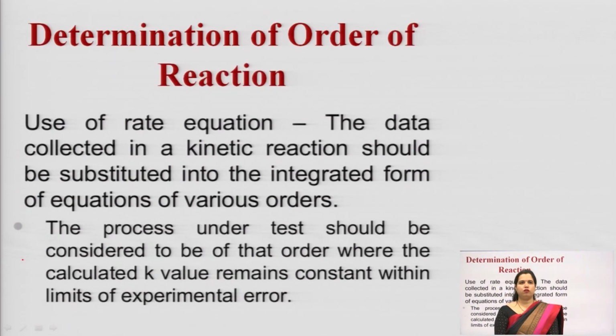How is the order of reaction determined? Using the rate of reaction, the data collected in the kinetic reaction should be substituted into the integrated form of the equation of various orders. In our previous session on rate of reaction and rate laws, we discussed the integrated equations for first order, zero order and second order reactions. The process under test should be considered to be of that order where the calculated rate constant k remains constant within the limits of experimental error. So, while identifying the order of reaction, we keep k as a constant value to minimize experimental errors.